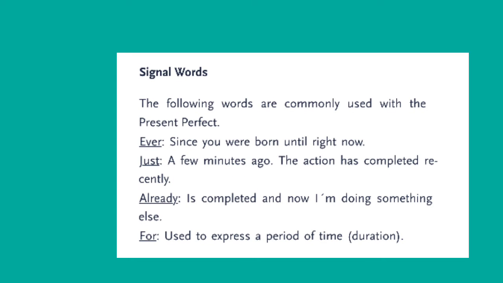Signal words are the following words commonly used with the present perfect. Ever: since you were born until right now. Just: a few minutes ago, the action has completed recently. Already: it's completed and now I'm doing something else. Number 4, used to express a period of time, duration. Since: used to refer to the specific moment an action began.